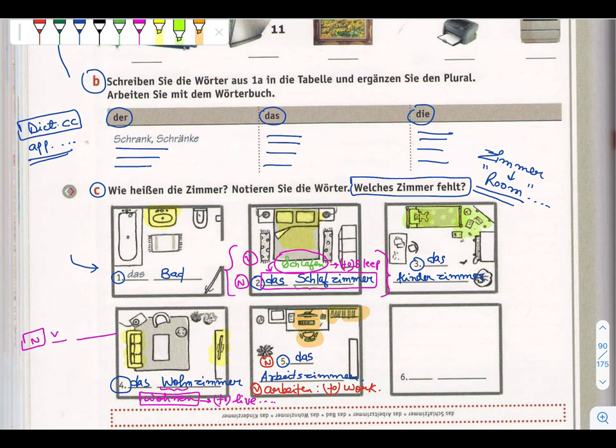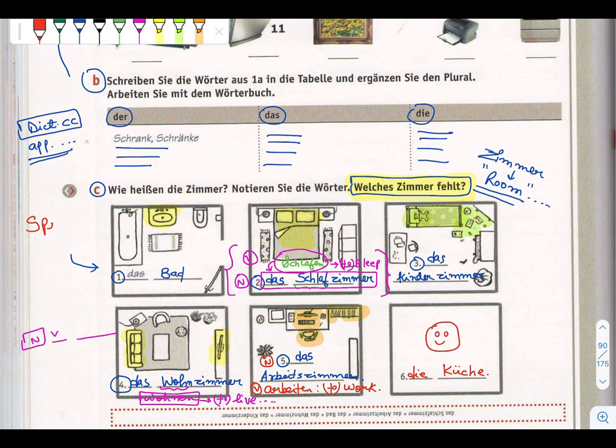So here they are asking which room is missing. So according to you, which room is missing now? We talked here about the bathroom, then Schlafzimmer, Kinderzimmer, Wohnzimmer, living room, Arbeitszimmer, working room, and which room is missing? Where we cook food and all. So the Küche. See, these are some of the vocabularies which are very important for your expression.